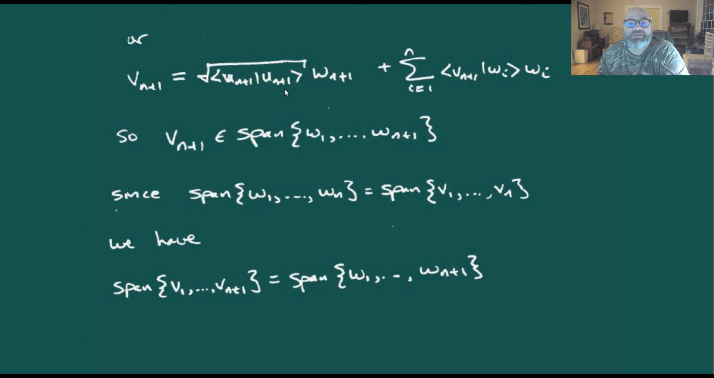Kind of rearranging things, we have this expression. So that tells us that v sub n plus 1 is in the span of w1 up to w sub n plus 1. And so our span of w sub 1 up to n is equal to our span of v1 up to vn. So we throw in a new vector that's also in the span, and so our resulting spans have to be equal. And so we have come up with a new set of vectors that do span the original space, and that was exactly what we were looking for.